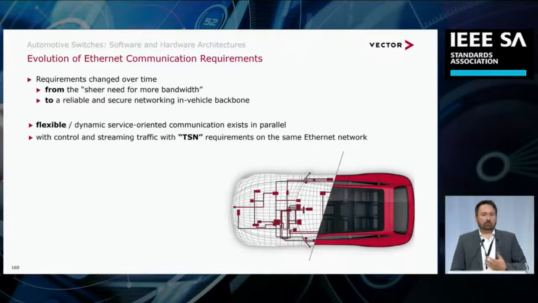Okay, so I think for everyone it's obvious. We are transitioning here from the sheer demand of bandwidth to a reliable and secure network in the vehicle backbone. That's one thing. And we have to tackle flexible and dynamic service-oriented communication in parallel with control and streaming traffic that has really stringent TSN requirements, and this all comes together on the same Ethernet networks.